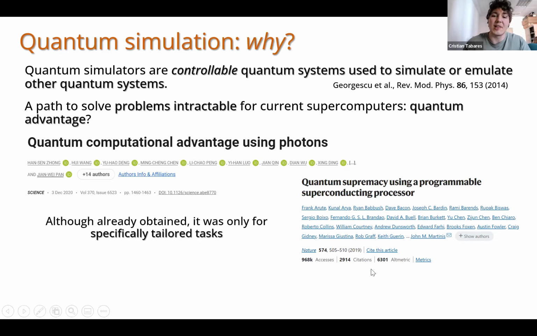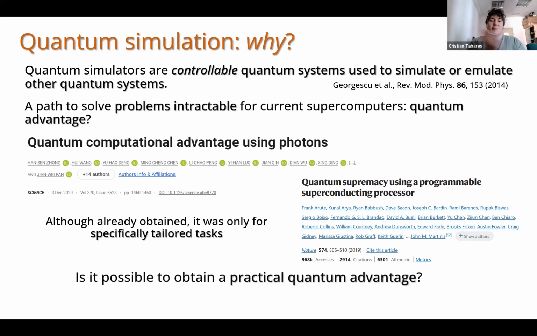This is the famous Google experiment, where they did something called random circuit sampling, and this is also an experiment where they did something called boson sampling. In general, the problem with this is that although we have already obtained quantum advantage, it was only obtained for a specifically tailored task. More or less, we could say that they generate probability distributions that are very hard to reproduce classically, but that are natural in some sense to quantum computers. So they choose this specifically tailored task, and in that way they obtain this quantum advantage.